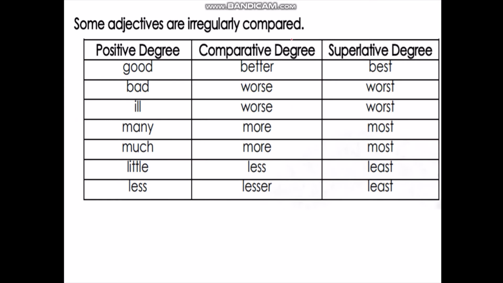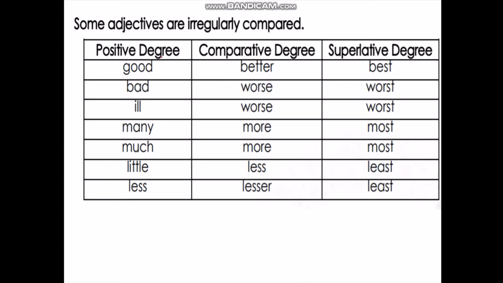So some adjectives are irregularly compared. Example, for the positive degree, good, the comparative degree would be better, and superlative degree would be best. And next, positive degree, bad, the comparative degree would be worse, and then the superlative degree would be worst. Another one, positive degree, ill, comparative worse, superlative degree worst.